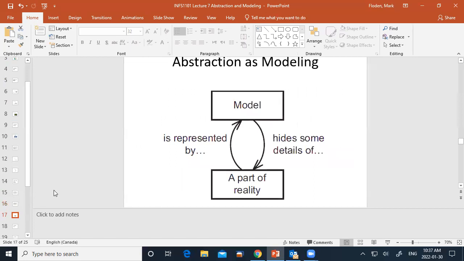A lot of models. Right, so this diagram is trying to represent some relationships between entities. We have a model entity and we have some reality. How are the model and the reality related to each other? Well, reality can be represented by a model, and a model is going to hide some details of the reality. This kind of modeling you'll do when you do what we call entity relationship modeling.